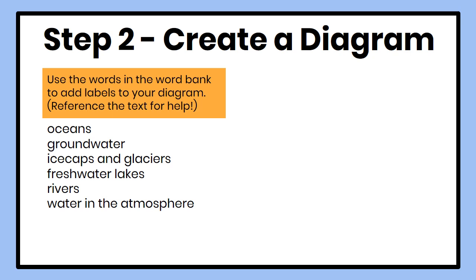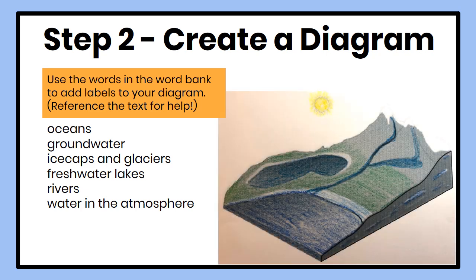Welcome back. Now that you have colored your diagram, it should look similar to mine. I used blue to show all the places on Earth where water is found. I also added some green for the land and yellow for the sun. Now it's time to add labels. Use the words in the word bank to label your drawing. Reference the text if you need help understanding some of the words. Pause your video while you work.